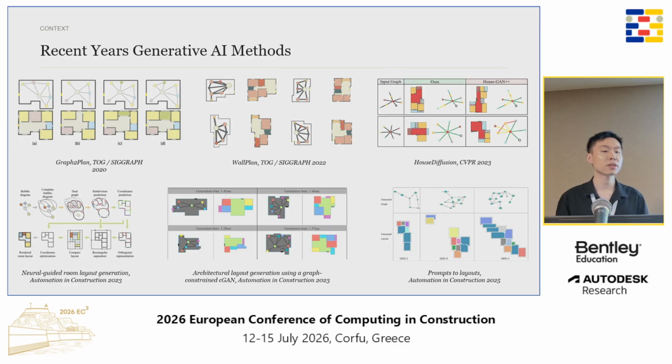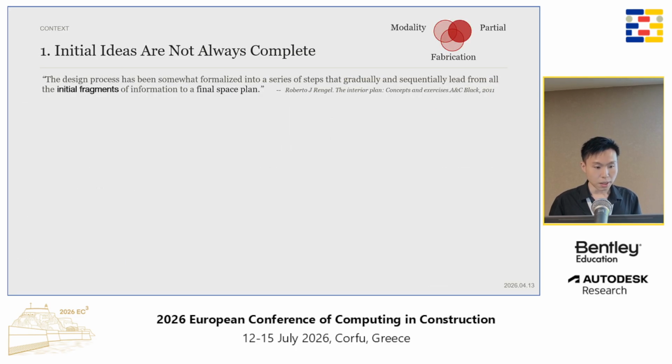If you look at the existing work on generative AI for layout generation, we have seen a lot of work that allows the user to give a layout graph as constraints to make the final floor plan generation. But we want to ask, is this really necessary? Always requiring the user to input the complete layout graph?